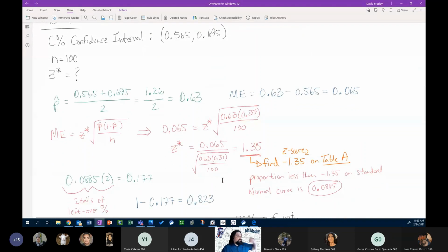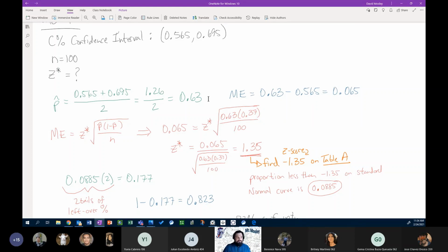For this question, I'm starting by listing what I know. My C% confidence interval is from 0.565 to 0.695. My sample size n is 100. I do not know Z star yet because I don't have the percentage of confidence. But I can figure out p hat because I know what the interval is. P hat is the midpoint between my two endpoints. So I take 0.565 plus 0.695 and divide by 2. I get 0.63. So that is my sample proportion, and now I have p hat.